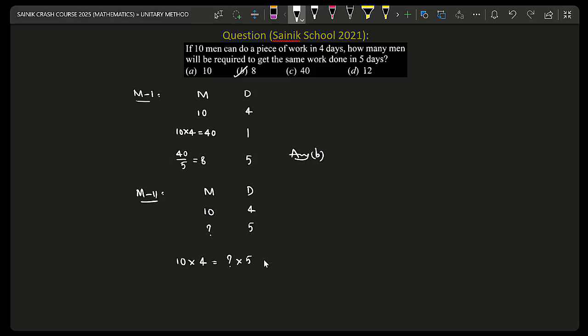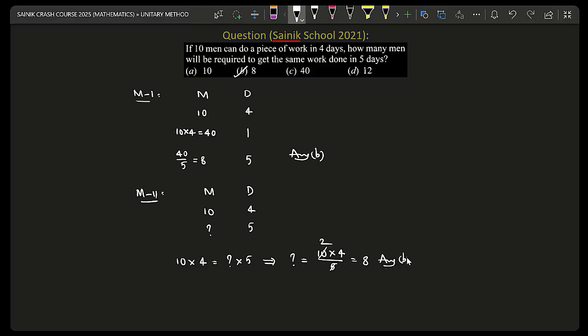From this we get the value of question mark. So transpose 5 on the left side. Can you help me doing cuttings here? 5 ones are 5, 5 twos are 10. So 2 fours are 8. So again we got the same answer.